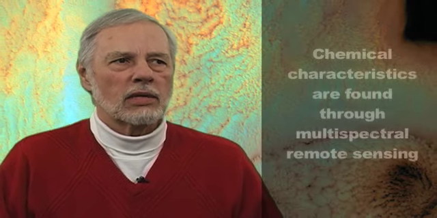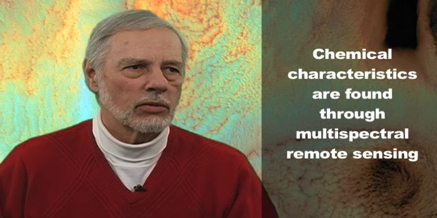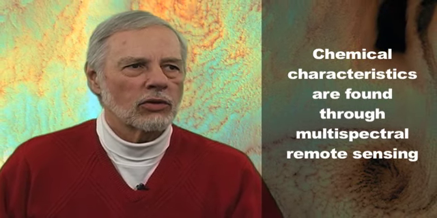Now, a lot of times it's not so unique. It might be a paint that Ford Motor Company uses. Another one might be a paint that Toyota uses, or maybe they only use it on their Land Rover, okay? Whatever unique chemical characteristics there are out there to look at, that's what you can go after with multispectral remote sensing.